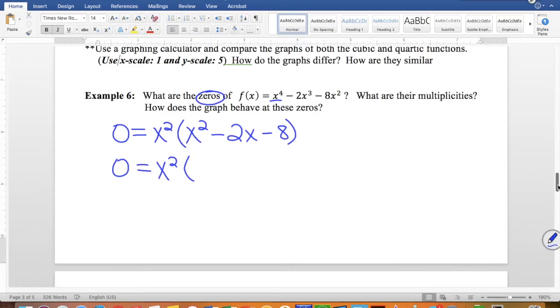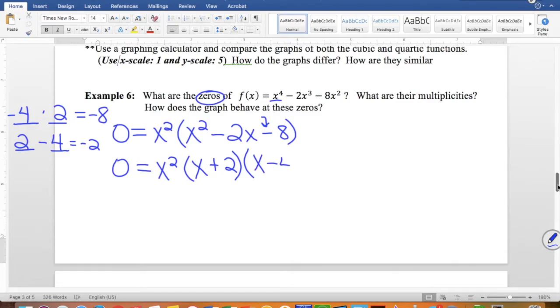So I'm going to go ahead and look for factors of negative 8 that have a difference of negative 2. Okay, and I know 4 times 2 is 8. I know 4 minus 2 is 2, but 4 minus 2 would be positive 2. So I need to do 2 minus 4. So my 4 is negative. So inside my parentheses, I'm going to have a positive 2 and then a closed parentheses. And then I'm going to have a negative 4. Okay.